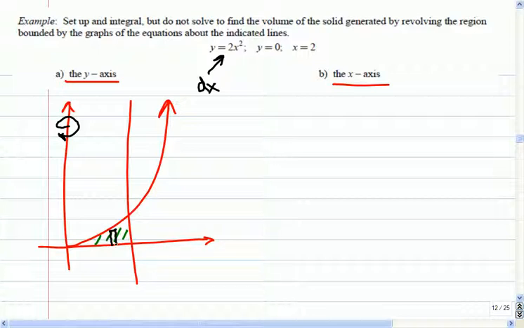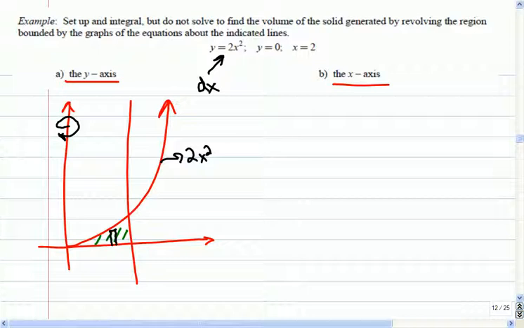Well, those look like shells to me because they're parallel. How hard is it going to be to do the shells? Well, again, it looks like there's only one integral. It's going to go from 0 to 2, and it's going to use this top one minus, well actually, because it's at 0 here, it's just the height, it's already given to me as 2x squared. So I'd say at this point I'm pretty convinced that I want to do the shell method on it.